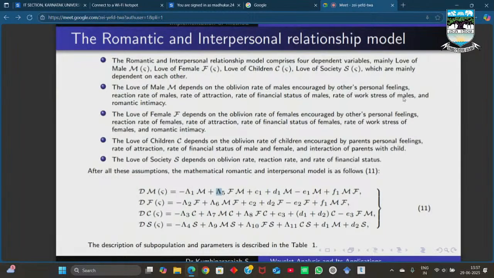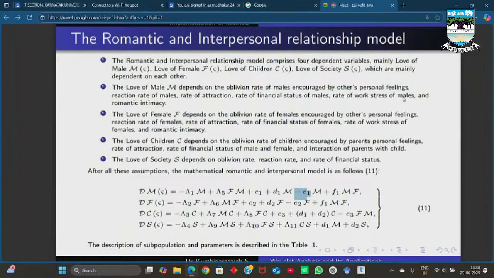If my financial status is better, then my love for my family will be higher. If my financial status is not as desired, then definitely I won't concentrate on my family, right? So therefore D1 represents my financial status, and E1 represents the rate of work stress. If I have more work stress, then obviously my love for my family will be reduced. If the work stress is less, then automatically I can take care of my family well. So therefore I represent it by negative E1.